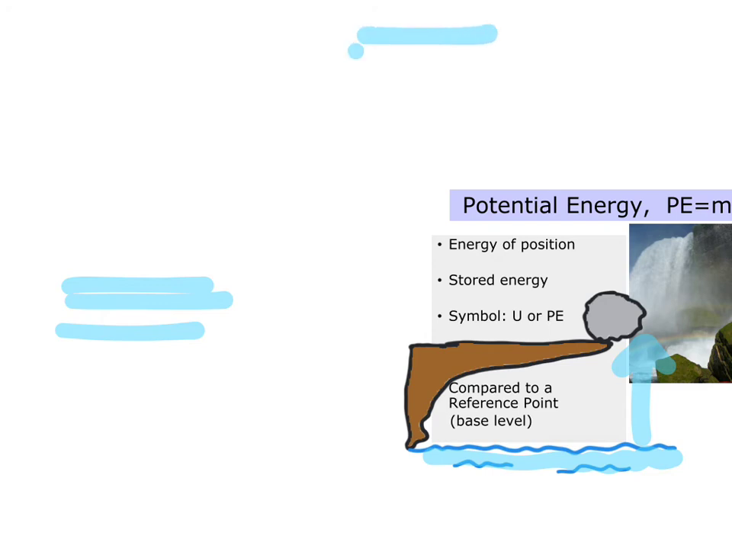We can capture the value for that potential energy by merely looking at the mass of the object, the acceleration due to gravity, which is a fixed number, 9.81 meters per second squared, and its height relative to that reference point. So its height in here might be, let's say, 5 meters. And so you would put that in to find its potential energy in joules.